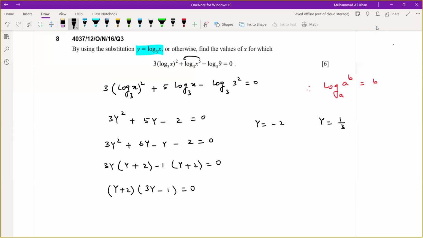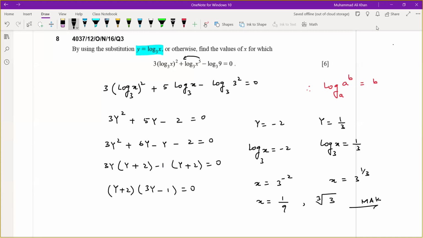And what is y? Y is basically log 3x. Here it is log 3x equals minus 2. And here it is log 3x equals 1 over 3. So according to the previous property that we used in the last question, x can be written as 3 power minus 2. Here x can be written as 3 power 1 over 3. So according to this, the answer is 1 over 9. And according to this, the answer is cube root of 3. This is the final result.